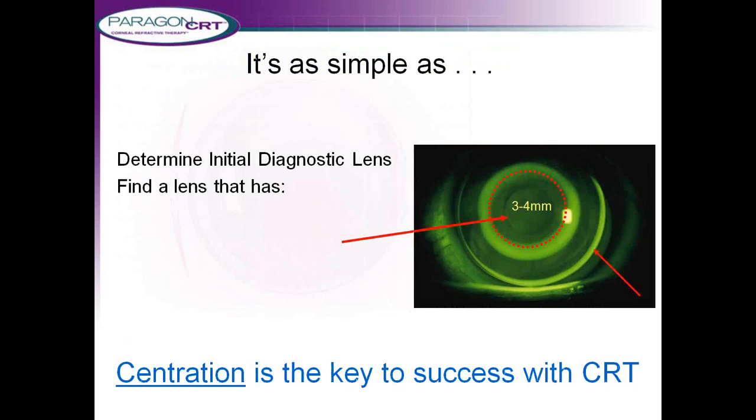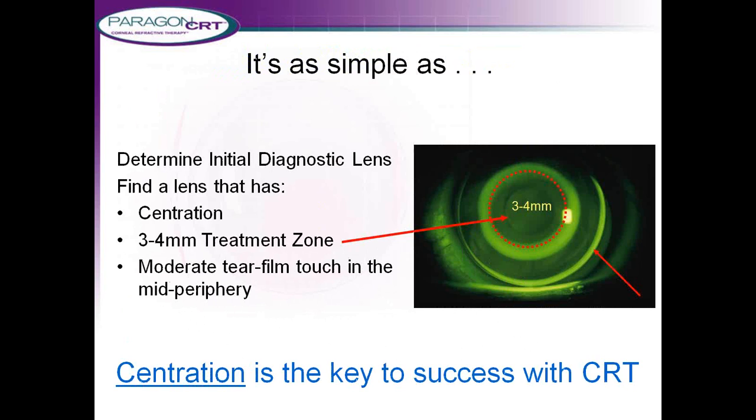Once the lens has been selected, it's as simple as just putting the lens on, evaluating it with fluorescein, and you should have good centration. You should have a 3 to 4 millimeter treatment zone. You should have moderate tear film touch in the mid-periphery, 360 degrees, and appropriate edge lift. Centration is the key to success with CRT.